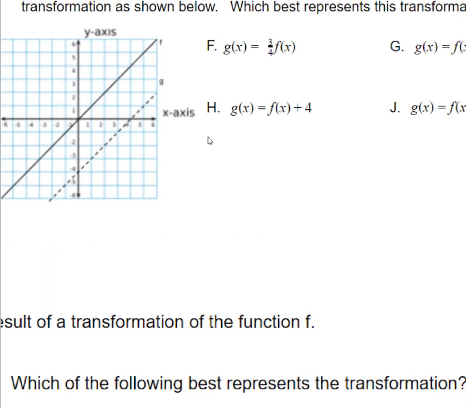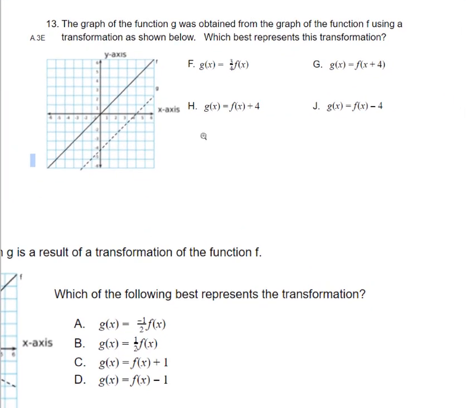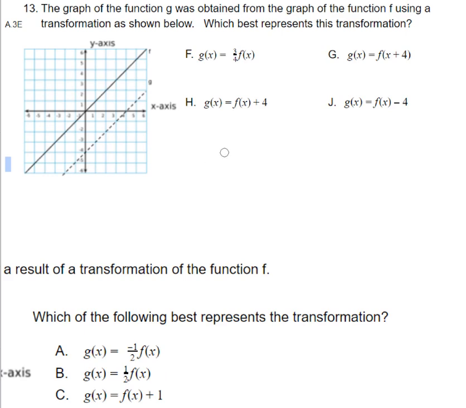The graph of the function g. I like this problem. Okay, so the graph of the function g was obtained from the graph of the function f. Whenever you're doing these problems, you want to see which one comes from which one. And it sounds like the graph of the function g was obtained from the graph of the function f. So the graph of the function f started, and then we got to g. We moved to g using a transformation. So we did something to f to get g.